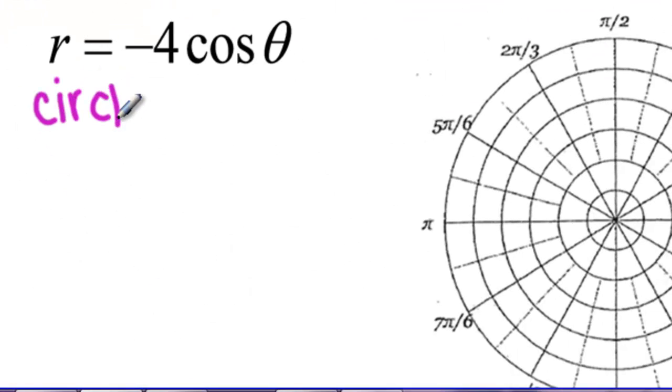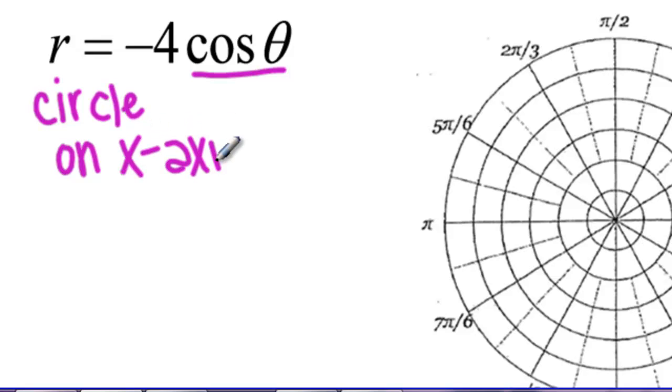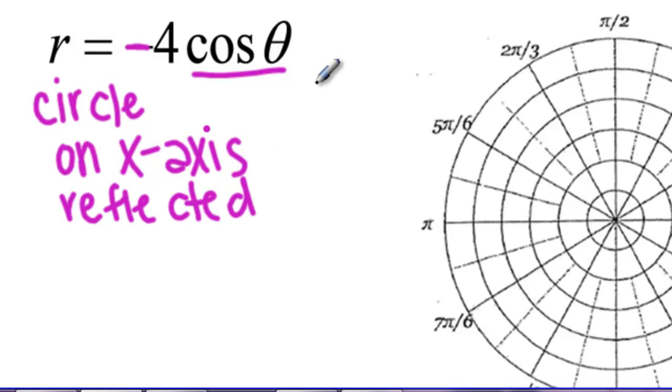And so this guy is going to be a circle that's going to be on the x-axis, so it's going to be a horizontal circle. And this negative tells me that it's going to be flip-flopped. And so it's going to flip over and be over on the negative part of my axis. So we could say that it was reflected. So that was all stuff I knew based on the graph itself.